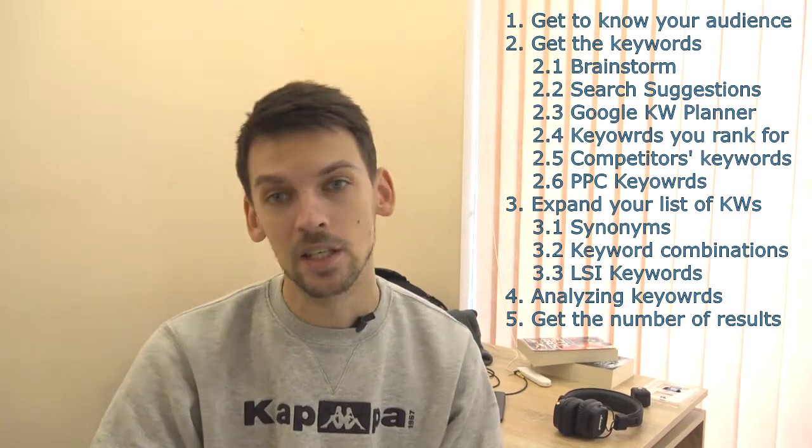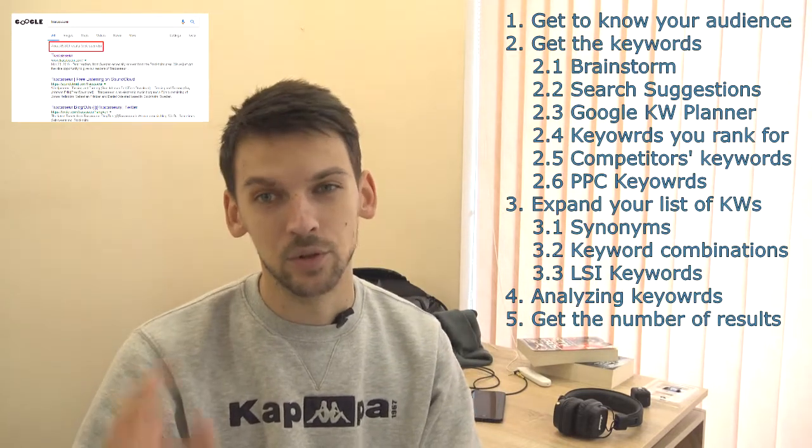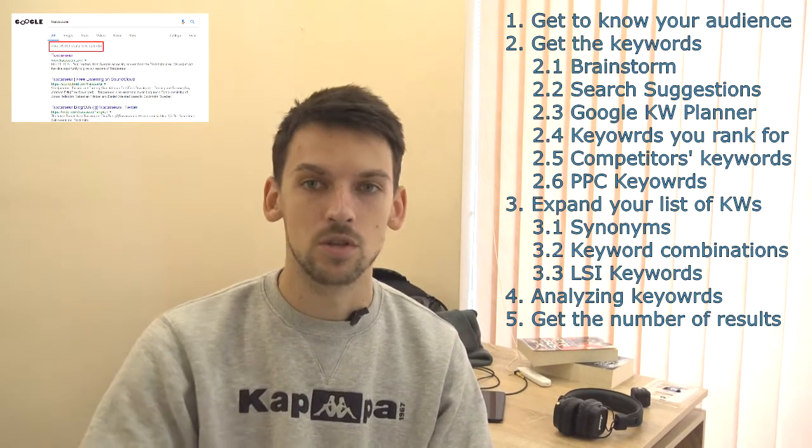Next step, step number 5, is getting the number of results for all of the keywords on your list. To find the number of results, you have to type in the keyword in the Google search engine and then take a look below the search bar. In the next step, you'll have to analyze those numbers along with the search volumes. And this is where we get to the next step.